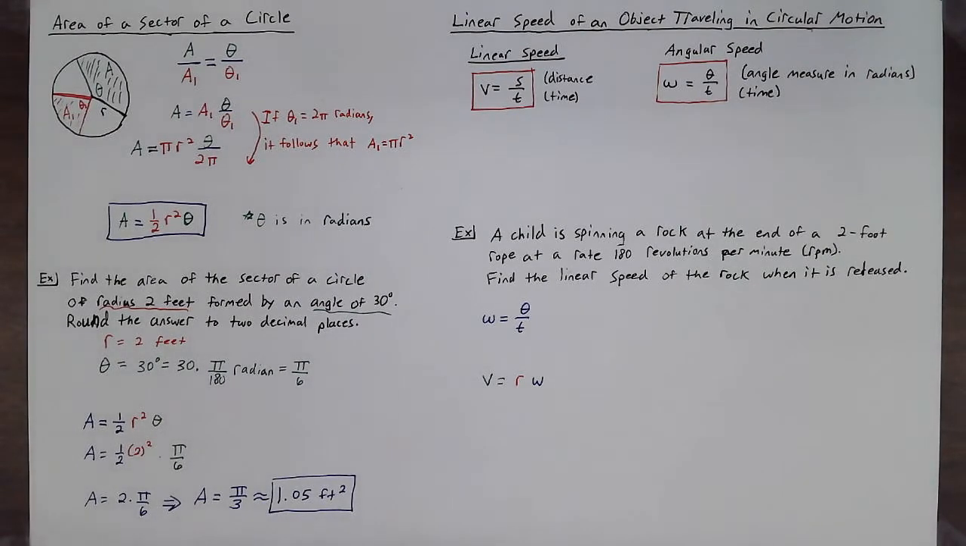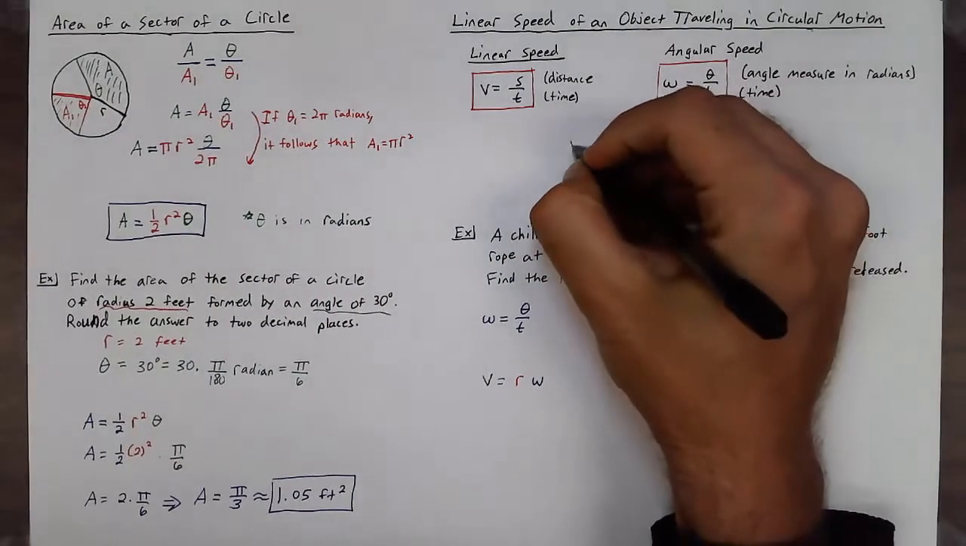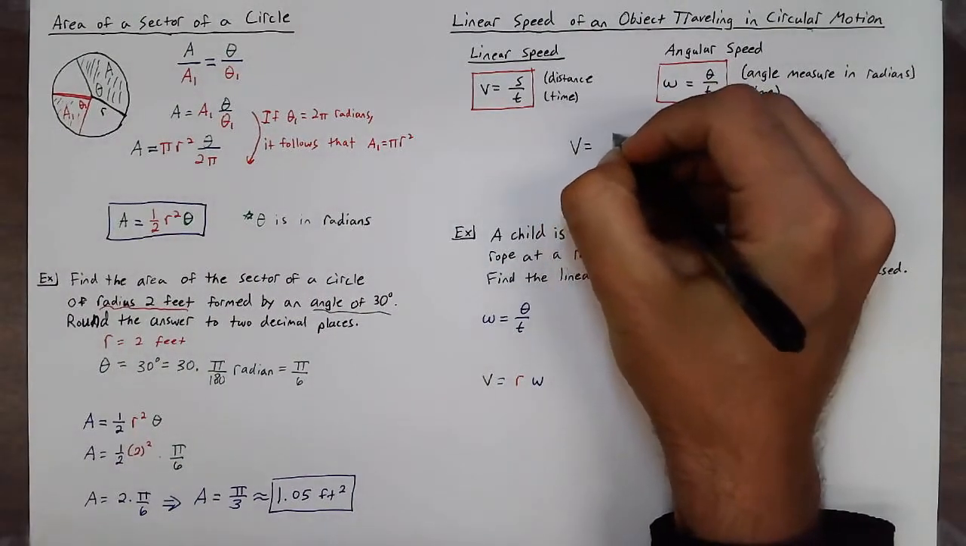Now, let's talk about how to find the linear speed of an object that's traveling in circular motion. So there's 2 different formulas we need to talk about. First, it's linear speed, which you often know is just distance over time. But there's also angular speed, which is the amount of angle change over time. Now, we can do something very interesting by looking at our linear speed formula, which is distance over time.